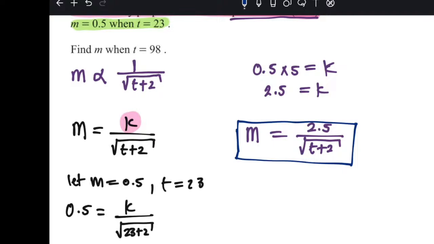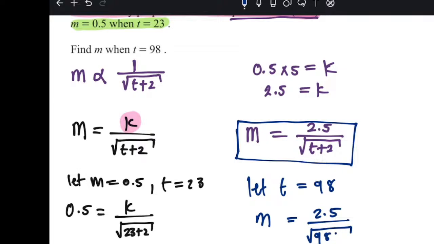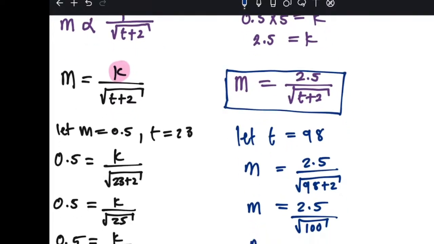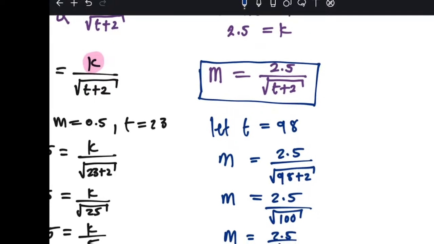So now they said find m when t is 98. So you're now coming below. You say let t be equal to 98. m will be equal to 2.5 over the square root of 98 plus 2. How easy? Which is 2.5 over the square root of 100. Square root of 100 is 10, okay? You put it 2.5 over 10. What do you get? m is 0.25.